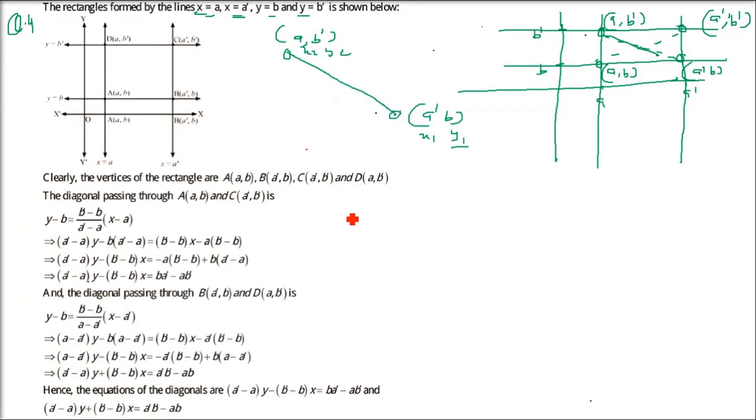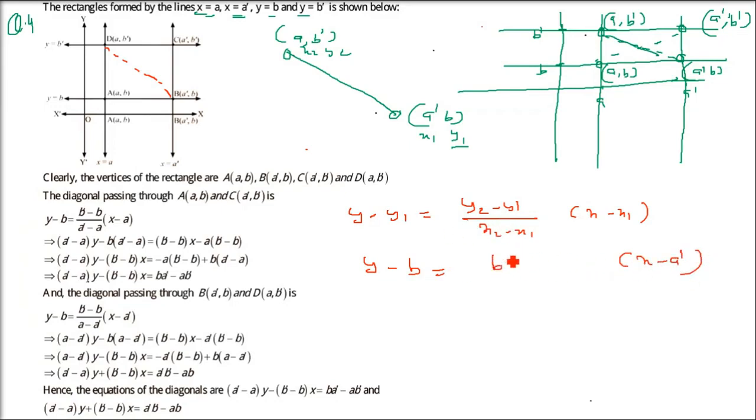Now I'll make the equation of this line. So y minus y1 equals (y2 minus y1) by (x2 minus x1) into (x minus x1). This is one of the equations, and the same thing you are going to do for the second one also. So y minus b equals (b' minus b) by (a minus a') into (x minus a'). Now just multiply this.